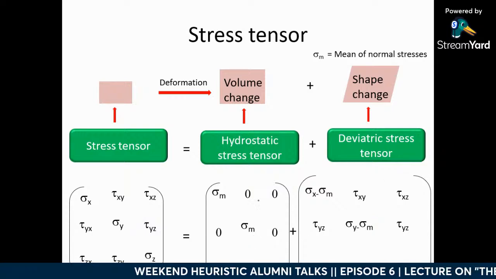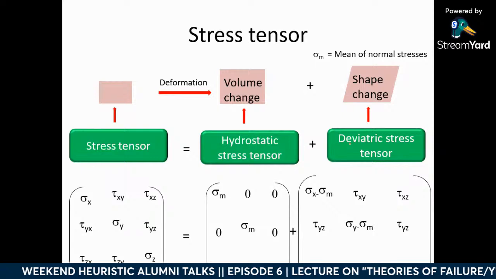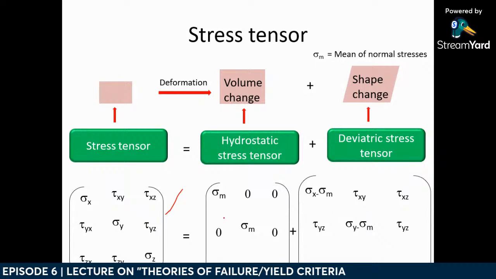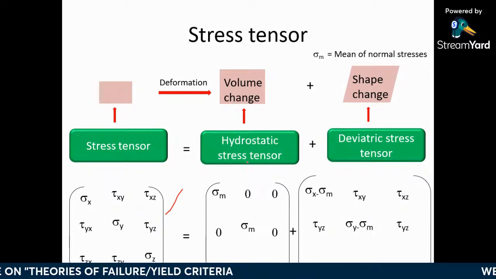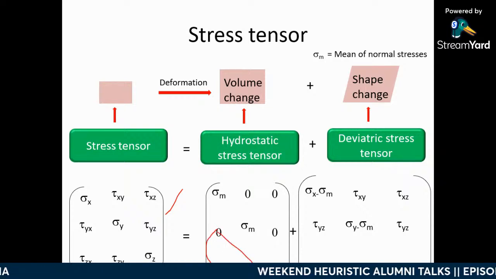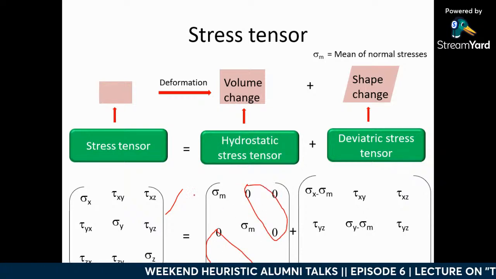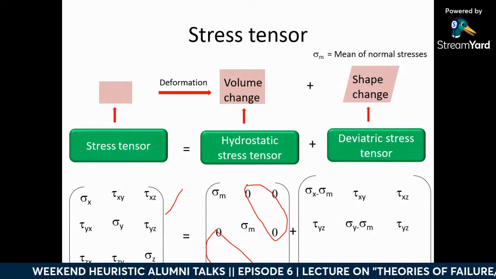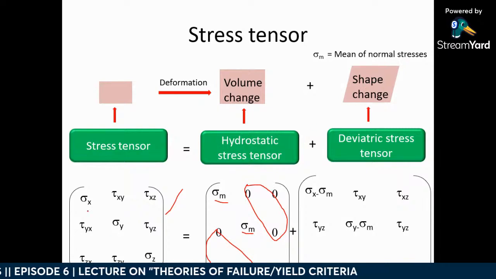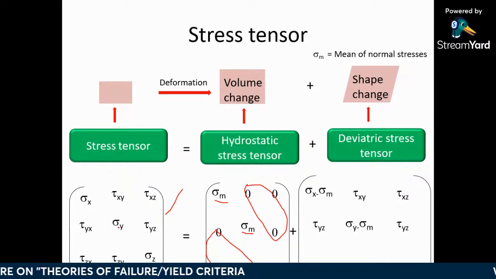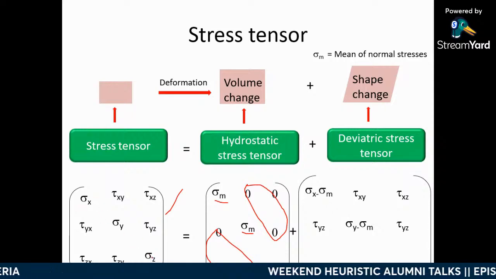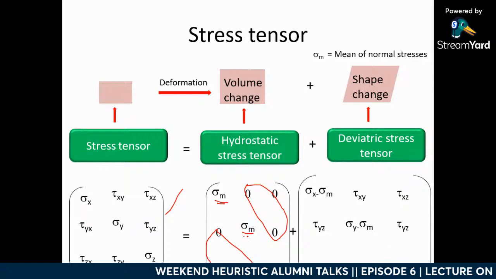Okay. So this component we call it as hydrostatic and deviatric. So once you know the stress tensor, how will you split this into two? Hydrostatic stress tensor, simply shear component should be 0. And what about diagonal? The diagonal should be replaced with sigma m. So what is sigma m? Average of normal stresses, sigma x plus sigma y plus sigma z by 3. So you need to take the average of this. That will be sigma m. You need to place that.